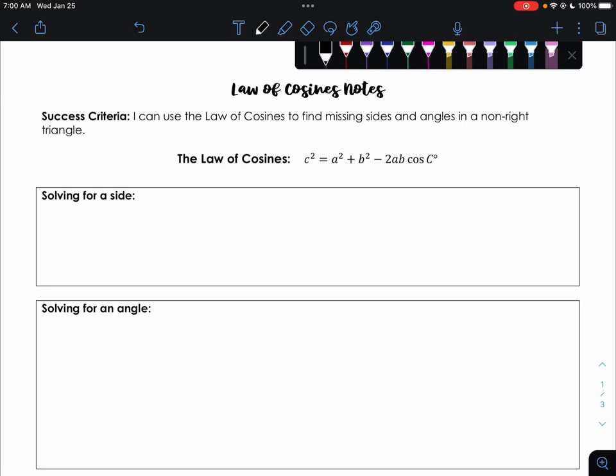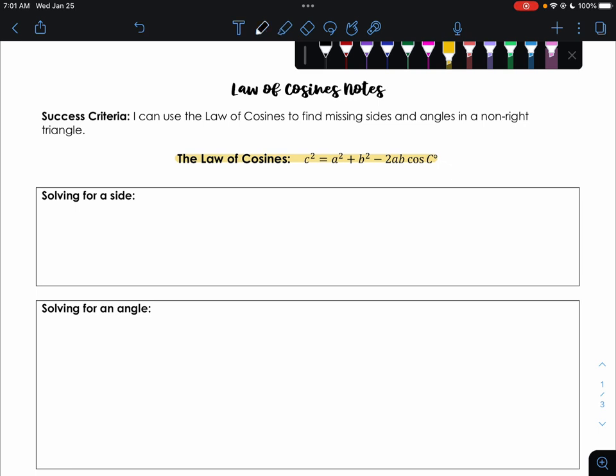Hi everyone, this video is going to be over law of cosines. So by the end of this video, you will be able to use the law of cosines to find a missing side and angle of non-right triangles. So this right here is our law of cosines. Sometimes we just have to plug in numbers into that and we're good. Sometimes we have to use it to solve for a side or an angle.